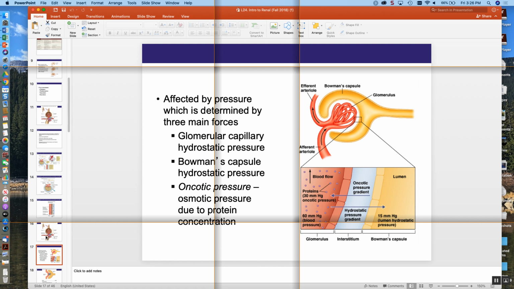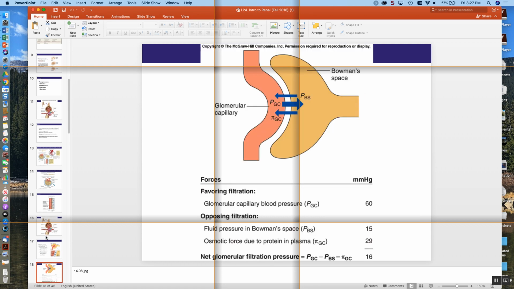You should know what glomerular capillary hydrostatic pressure means, Bowman space hydrostatic pressure, and what is oncotic pressure, right? Oncotic pressure is referring specifically to the osmotic pressure of the larger blood proteins, okay? Now, the reason why there's no oncotic pressure in Bowman space is because larger blood proteins don't enter into that area. So there's 0. You can just take it out of the equation.